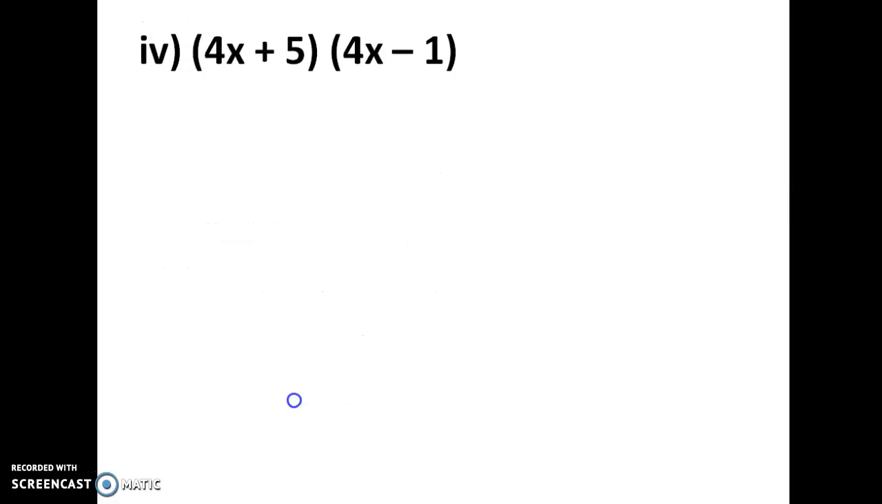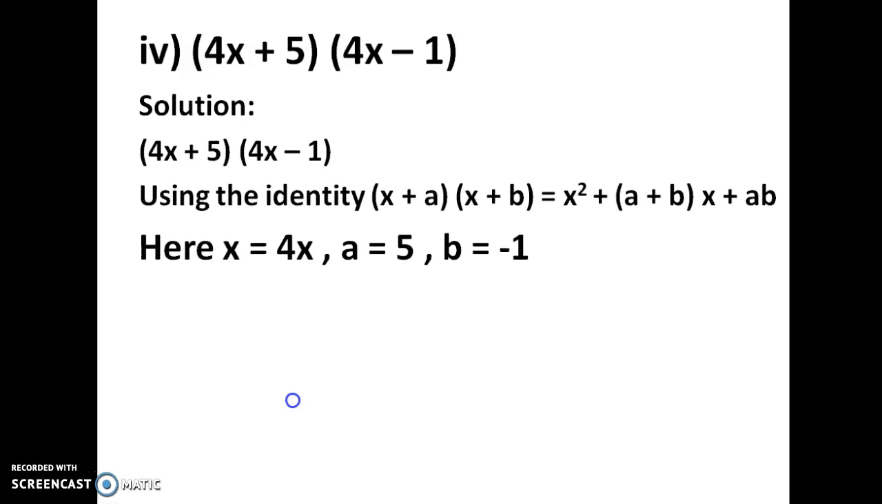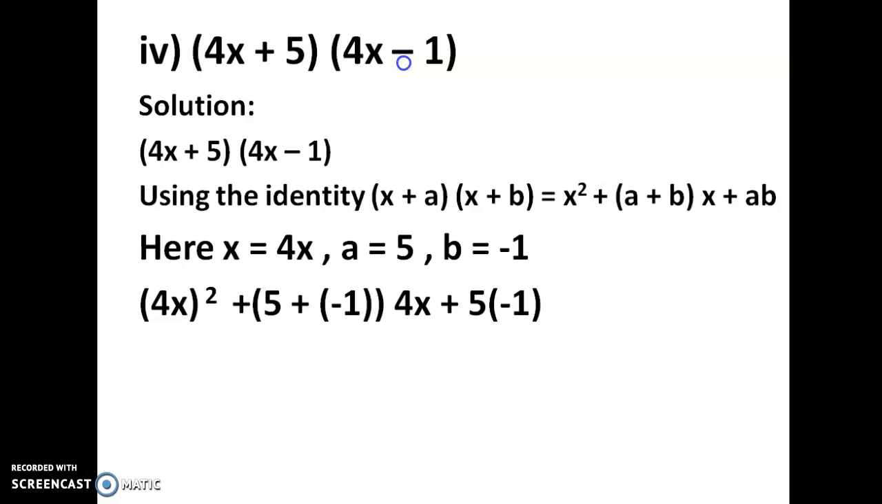Then 4x plus 5 into 4x minus 1. So this also, using the same identity, you have to name everything. So x is 4x, then a is 5 and b is minus 1. Here you have minus sign, so you have to take it with the sign, so it is minus 1. Now put it in the formula. Okay, so 4x square, that you will get as 16x square, then 5 into minus 1.